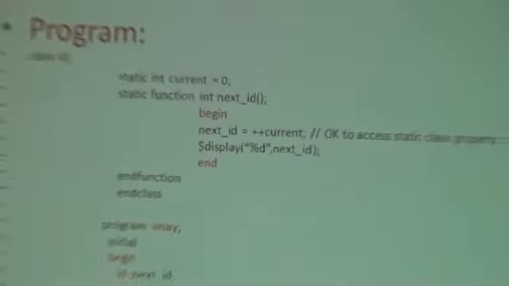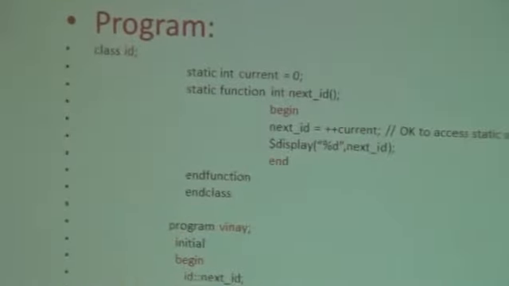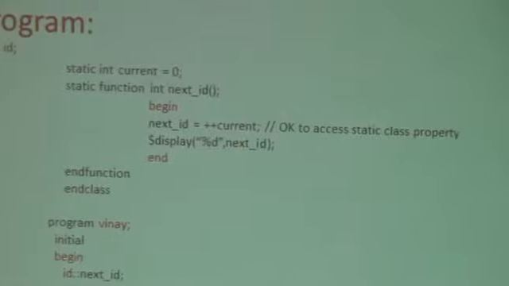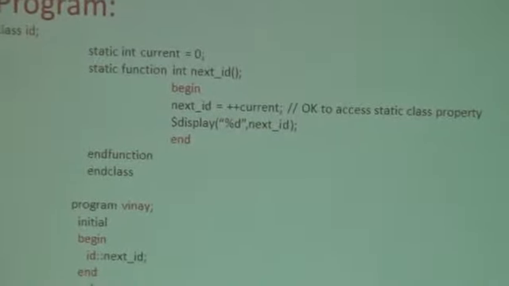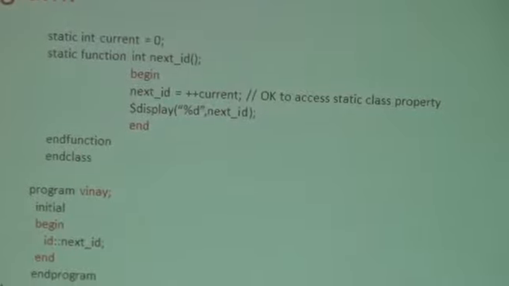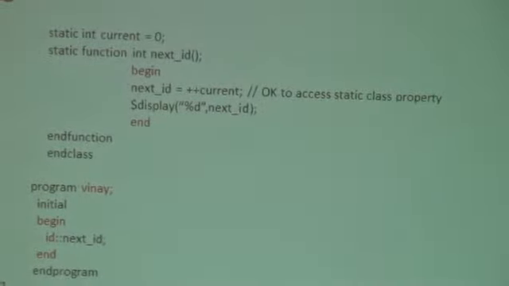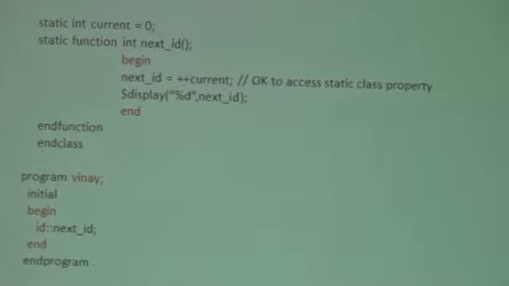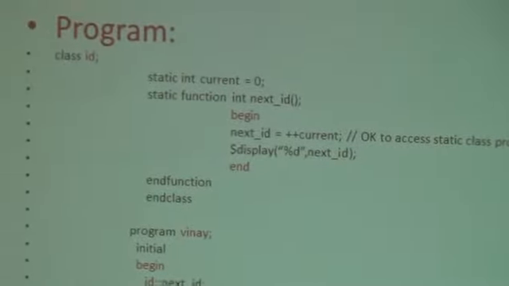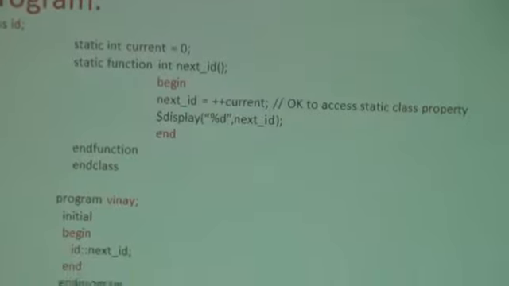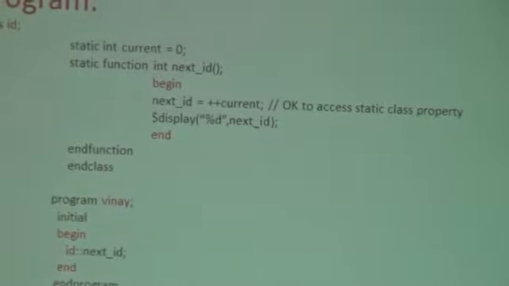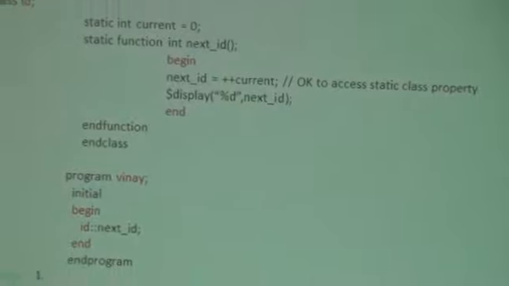If you have seen this example, this is a program. In this there is a class id. It consists of static int current equals 0, it consists of static function int next_id, and it consists of begin and end. In this I have written ++current. So what is current? Current is a property of class id with static data type, and since it is declared static, only then can we access that property in static methods.